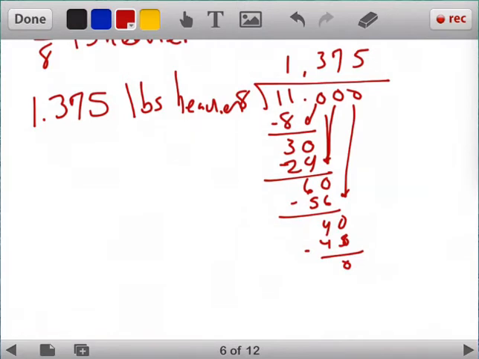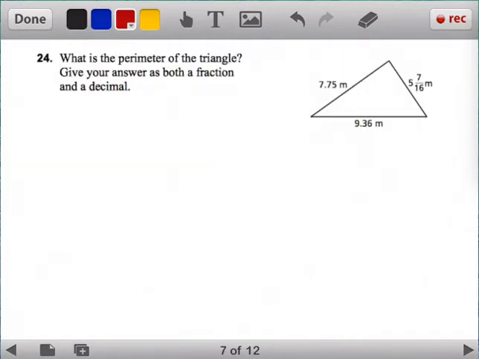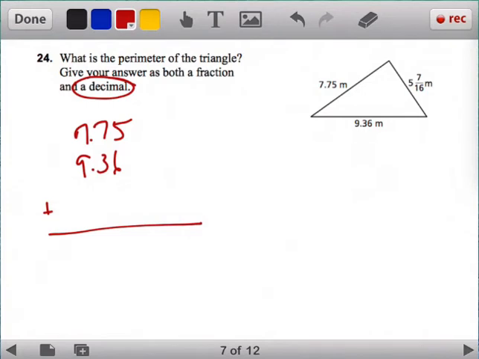And the last question says, what is the perimeter of a triangle? Give your answer both as a fraction and a decimal. I'm going to shorten this up. I'm just going to find it as a decimal, so I can cut this video short. So I have 5 and 7/16. Well, we have 7.75 and we have 9.36. And for the perimeter, we need this last side so we can add them together. So 5 and 7/16. So it's 5 point something. 7 divided by 16.